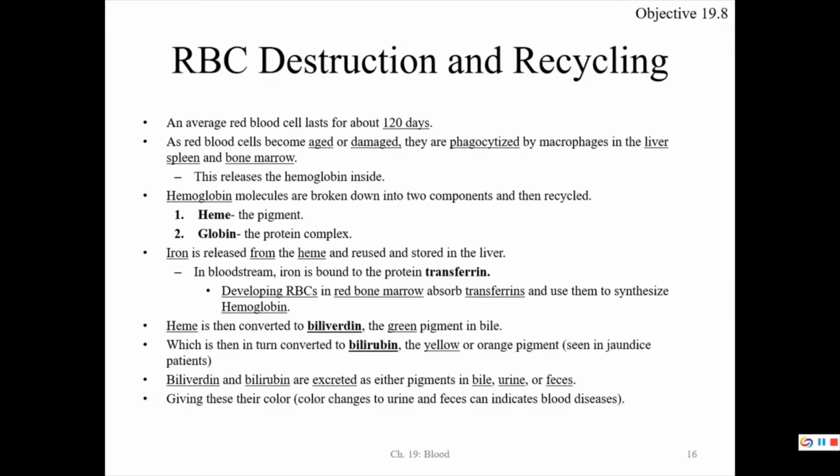So the heme is the pigment. The globin is the protein. The iron gets released from the heme. It gets reused and stored by going on a transferrin, transported back to developing red blood cells. The heme is then turned into biliverdin. Biliverdin is green. Biliverdin gets turned into bilirubin. That's yellow or orange. That's what jaundice patients have. And these get excreted through bile, urine, and feces. Urine and feces clinically are the big ones I wanted to draw out, because those are the ones that can indicate blood diseases if your urine or feces colors change.